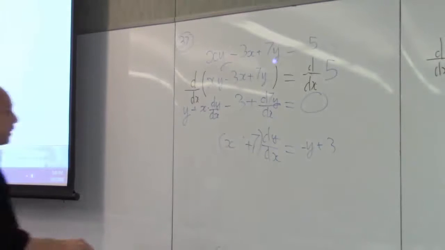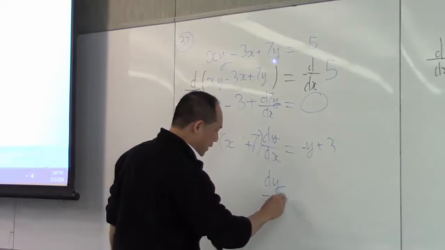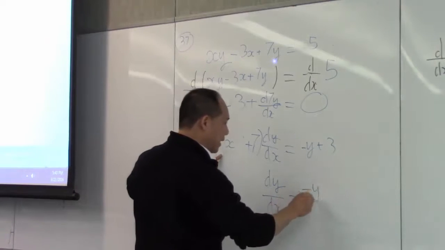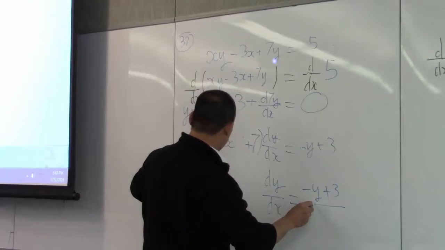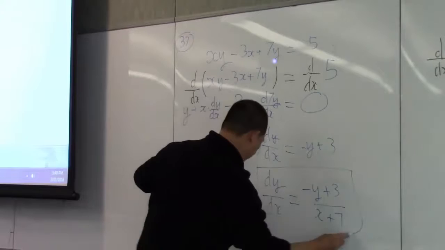So at the end, what we are asked is dy over dx. dy dx is negative y plus 3 over x plus 7. Okay, that is our final answer.